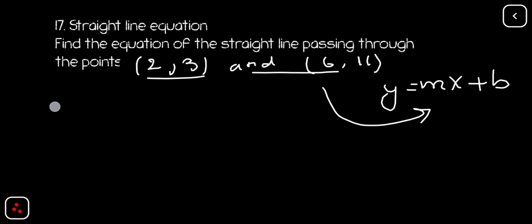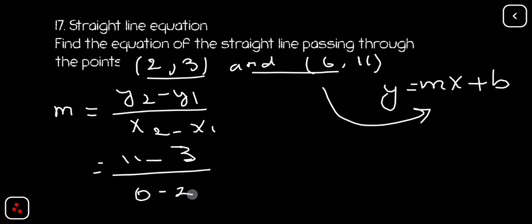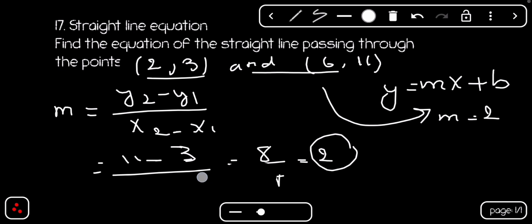What is the slope? So m is equal to, we have a formula, and I know most of you know this, y2 minus y1 divided by x2 minus x1. Here we have y2, which is 11, minus 3, divided by 6 minus 2. And here we have 8 over 4, so we find that m is equal to 2.